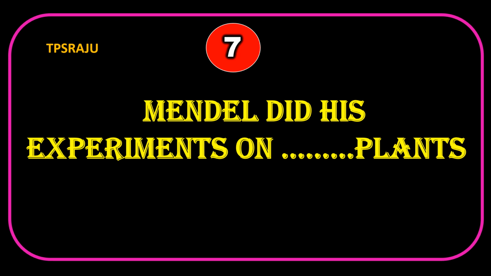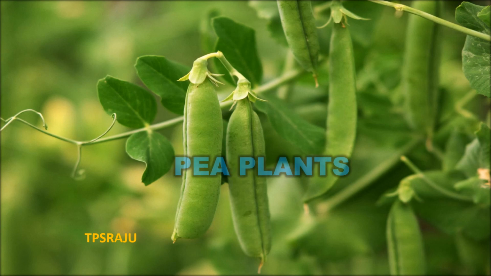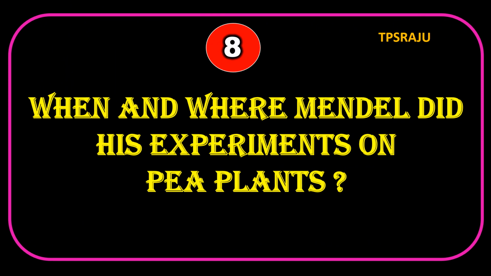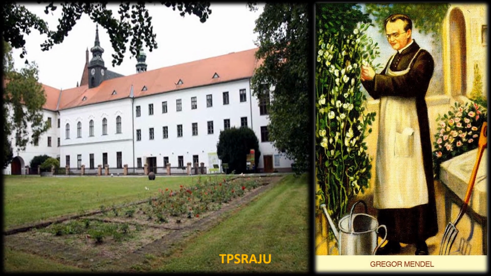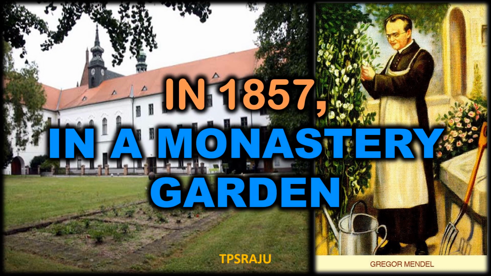Mendel did his experiments on pea plants. When and where did Mendel do his experiments on pea plants? In 1857 in a monastery garden.